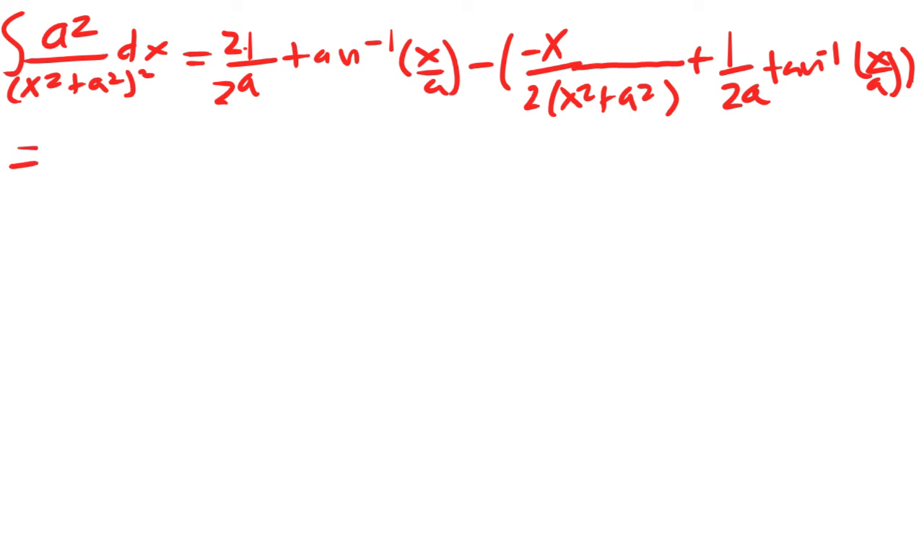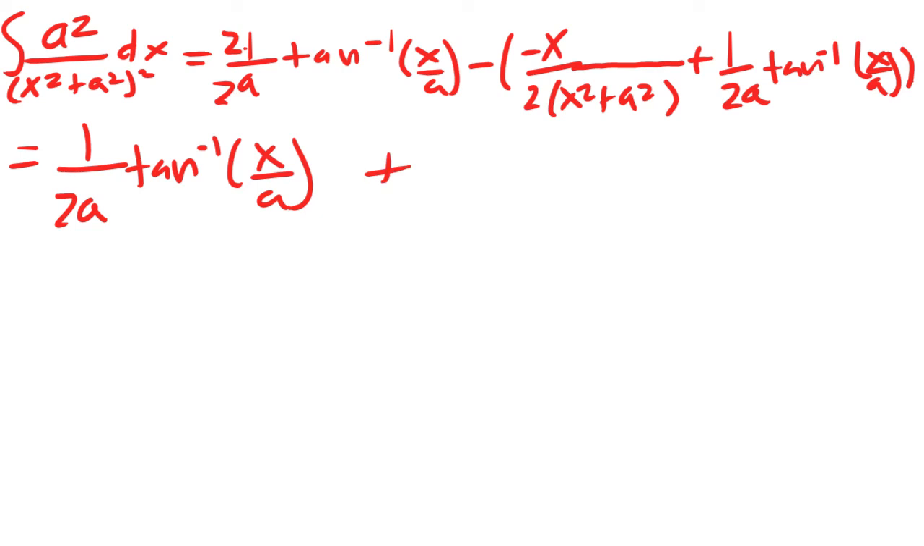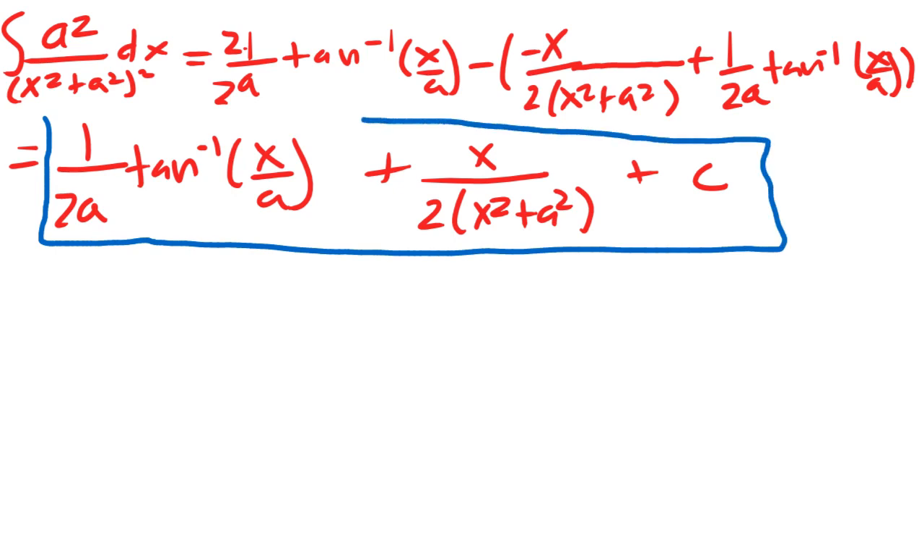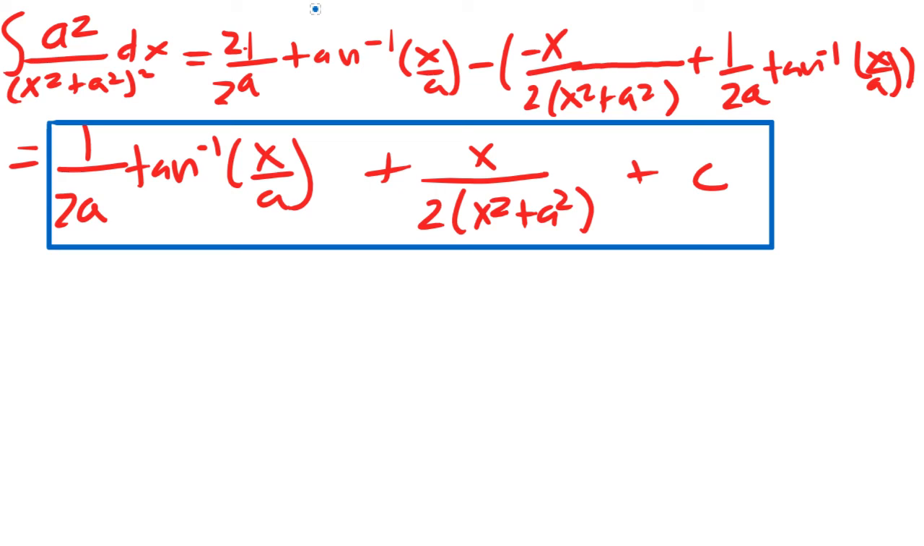So equals, okay, 1 over 2a arctangent inverse of x over a, but then you have that it's going to be plus, well, it's divided by 2. So x over 2 times x squared plus a squared, and then we have that that's going to be plus c, right? So what I'm saying is that the general formula is this right here. So we have that this is the general formula in either case.